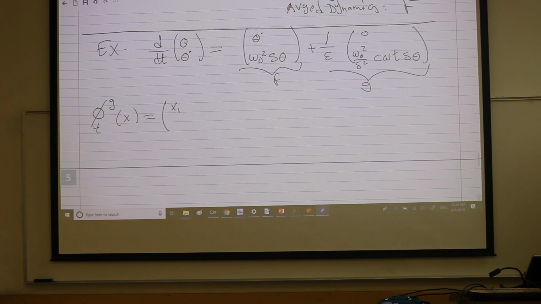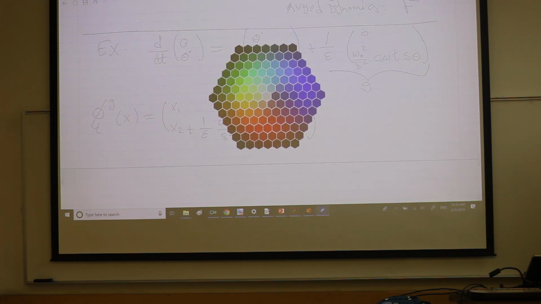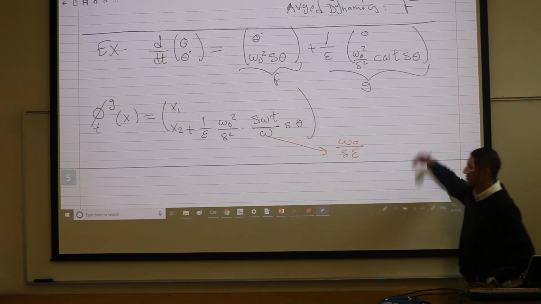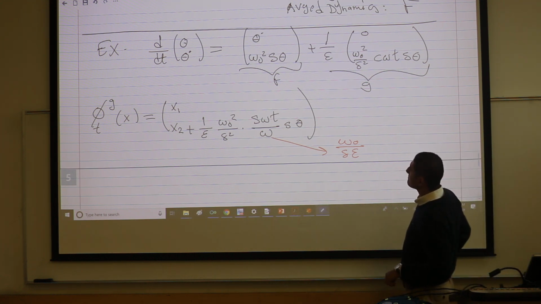The cosine. So whatever initial condition I have, plus the integral of cosine, which is sine, right? So 1 over epsilon, omega naught squared over delta squared, and here is the point: when you integrate, you get sine, and you get 1 over omega. And what is your omega? My omega was something like omega naught divided by delta epsilon. So it's always omega goes by 1 over epsilon. Okay?